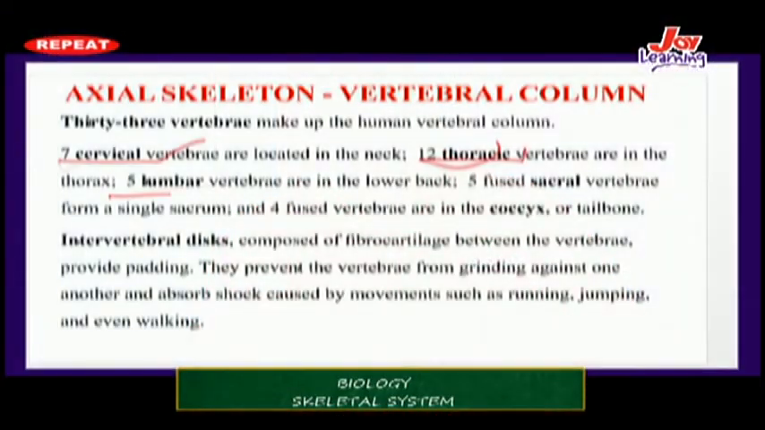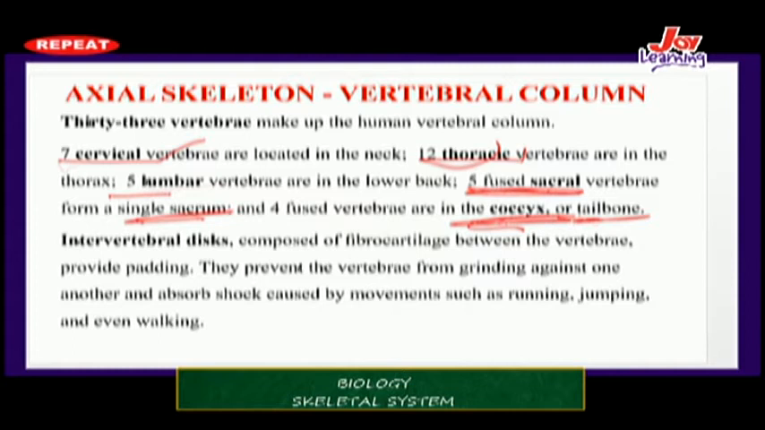So as we said, we have 7 cervical vertebrae, 12 thoracic, 5 lumbar, 5 fused sacral bones, which forms a single bone called the sacrum. The sacral bones are 5 and they are fused to form the sacrum. And then we have the coccyx. In some situations, we call them the caudal vertebra. That is what forms the tailbone.